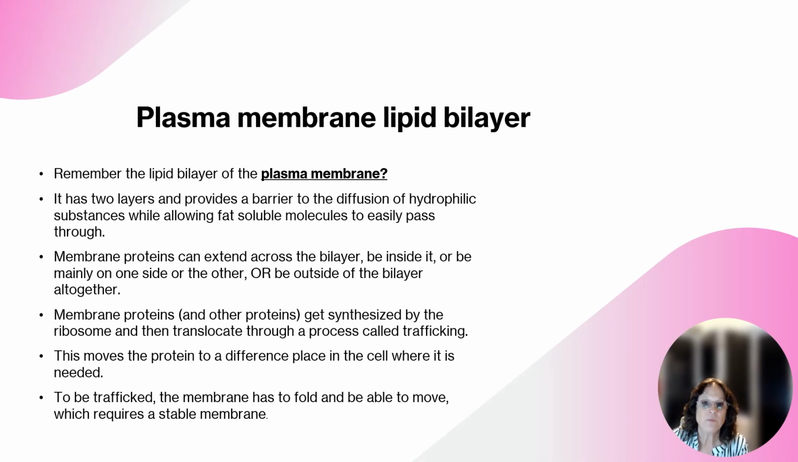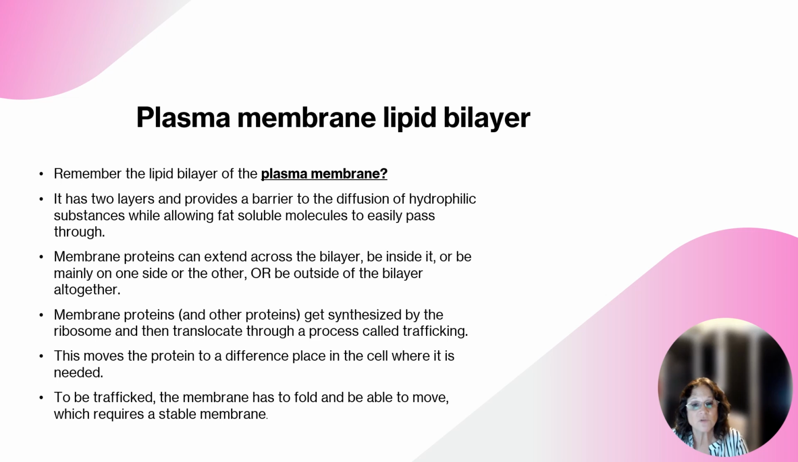So the plasma membrane involves the lipid bilayer. Hopefully you remember that from A&P. And it has the two layers. You remember the hydrophilic and the hydrophobic layers. Well, that's important because it provides a barrier to the diffusion of hydrophilic substances while simultaneously allowing fat-soluble molecules to easily pass through. So the membrane proteins can extend across that bilayer, be inside of it, or be mainly on one side or the other, or they can be outside altogether, depending on what the protein is.